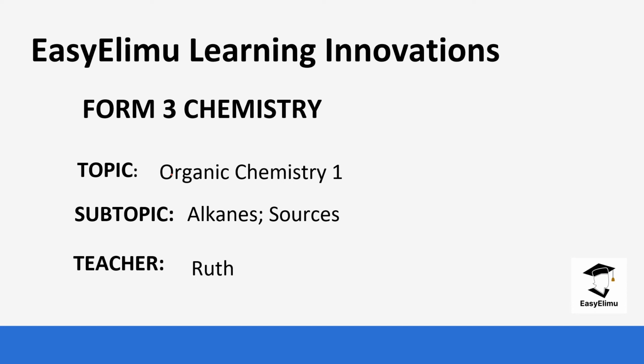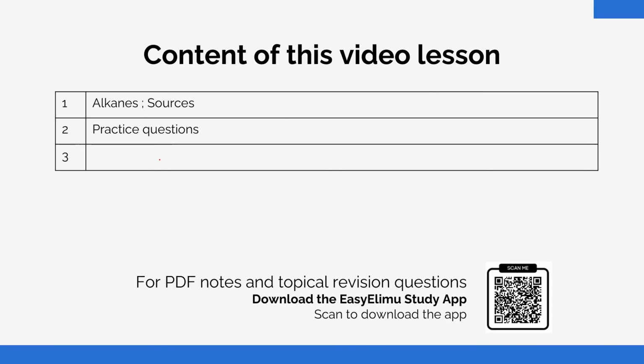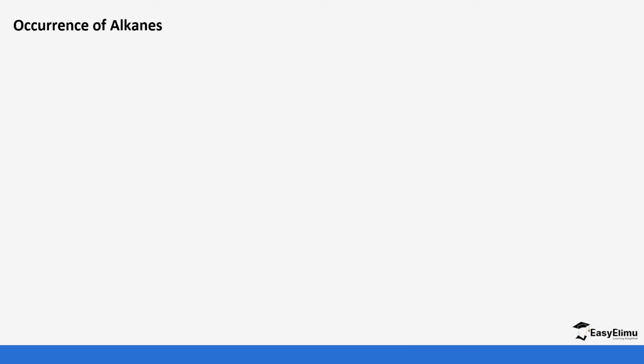We are still discussing alkanes, but today we are going to be looking at the sources of alkanes. The sources we are going to discuss today are just the natural sources. So we'll look at the sources of alkanes and how, for example, fractional distillation happens, and then we are going to see some sample questions tested on the subtopic.